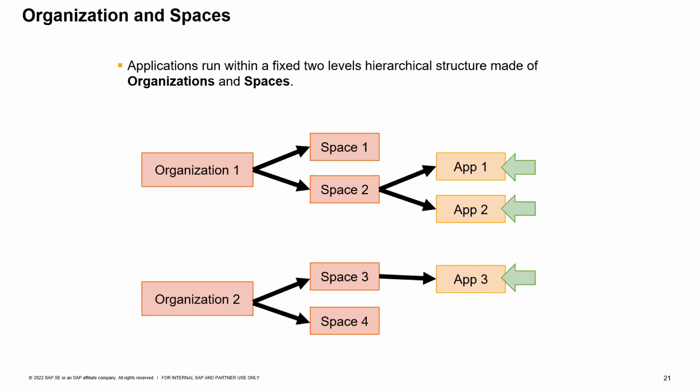Now, organizations and spaces. Applications run within a fixed two-level hierarchical structure made of organizations and spaces. As you can see here, we have the organization as the top level. We create an organization, and inside the organization we can create multiple spaces. Each space will have its own set of applications. So that's the hierarchy for Cloud Foundry.